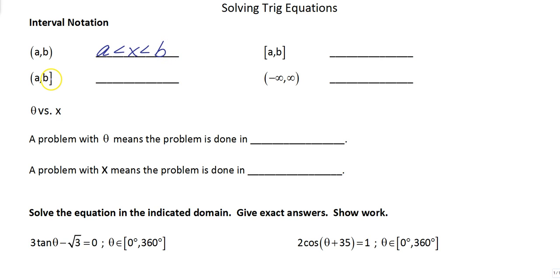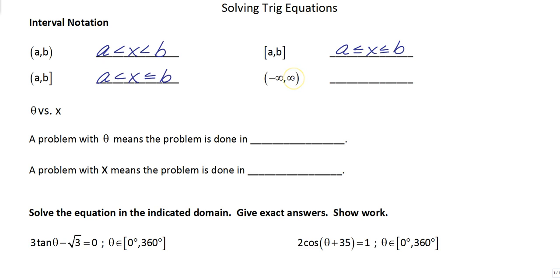Now a bracket, a square bracket, means you can include it. So this notation means that it has to be greater than A, and it has to be less than or equal to B. So in that one, you can be equal to B. This one, if you have two brackets, that means both are allowed to be in your answer. So it could be in between A and B and including A and B. So square bracket means included, and a regular parenthesis means not included.